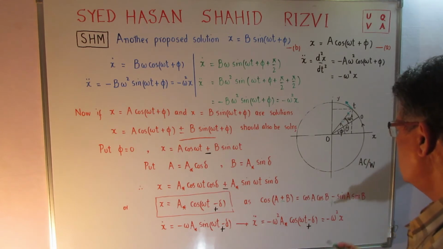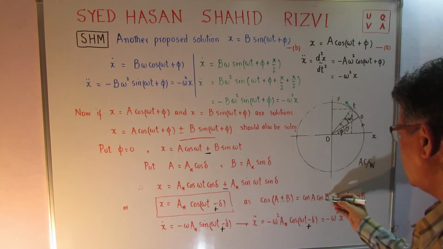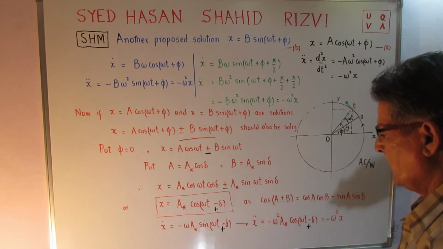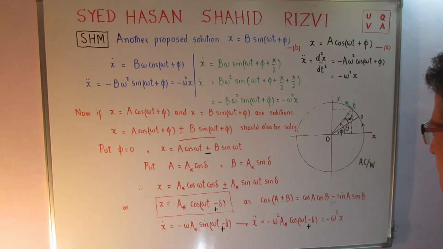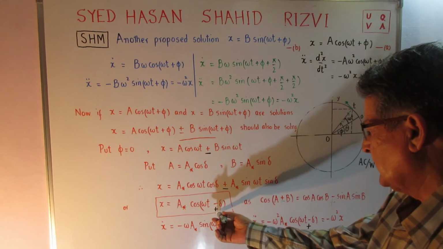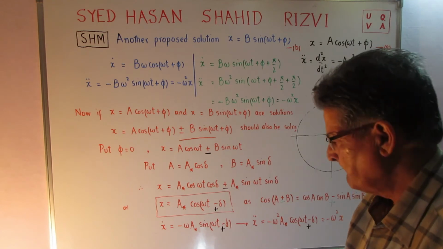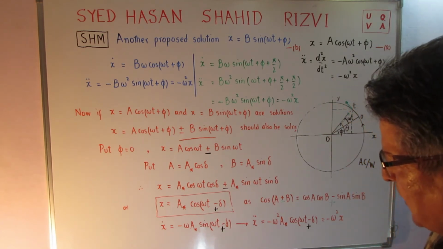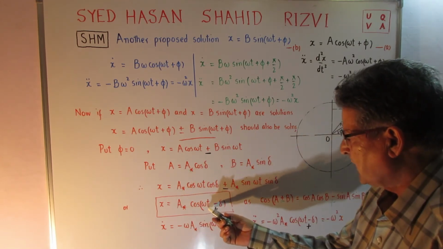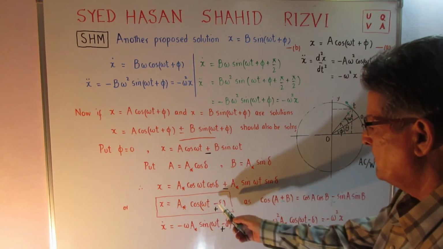And from this relation, what we get is that cos of a cos of b plus sine of a sine of b gives cos of a minus b. Okay, so we obtain the result for this one. And all I have to do is change the minus sign to a plus sign. So therefore now we get two solutions. X is equal to a star cos of omega t minus delta and cos of omega t plus delta.